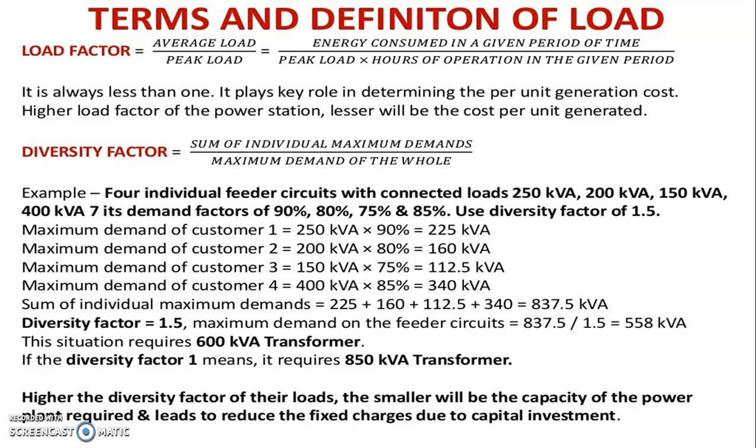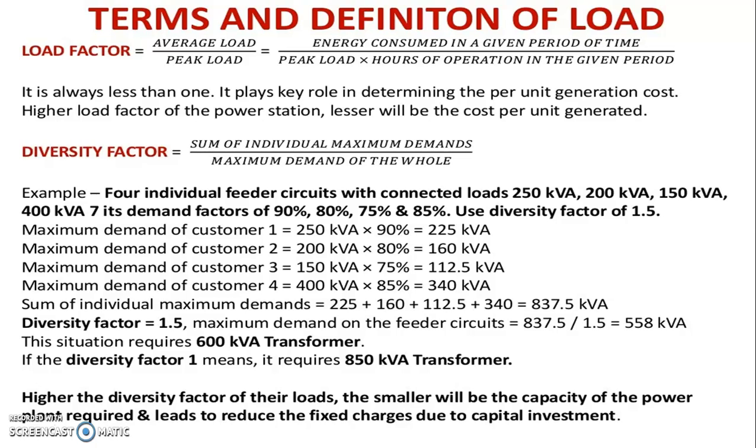For example, we have 4 customers. Customer 1 connected load is 250 kVA, customer 2 is 200 kVA, customer 3 is 150 kVA, and customer 4 is 400 kVA. The demand factor of customer 1 is 90%, customer 2 is 80%, customer 3 is 75%, and customer 4 is 85%, and they have given a diversity factor of 1.5.